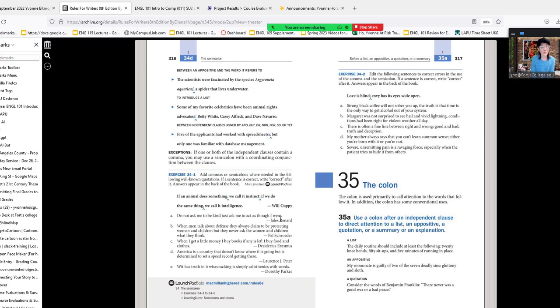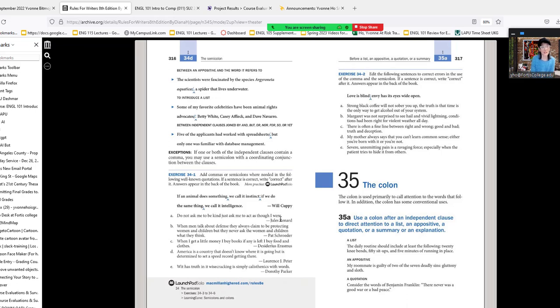The scientists were fascinated by the Agrianita aquata, a spider that lives underwater. So don't use a semicolon when you have items in a series and also when you have an appositive. You're supposed to have 2 commas, one before the appositive and one after the appositive, not a semicolon.